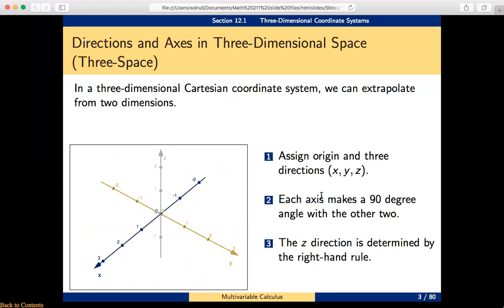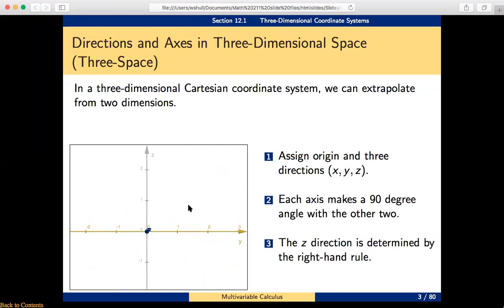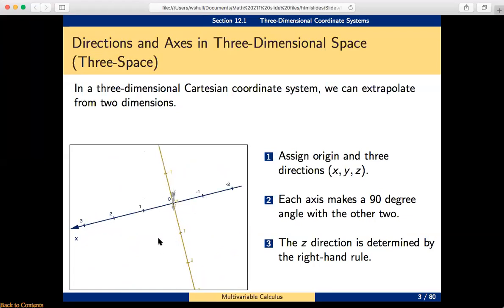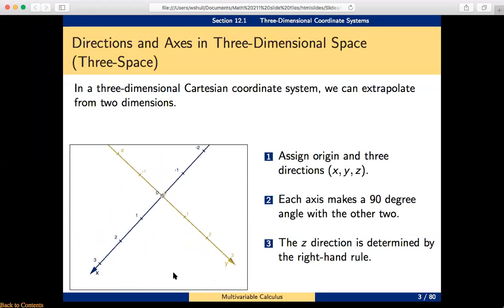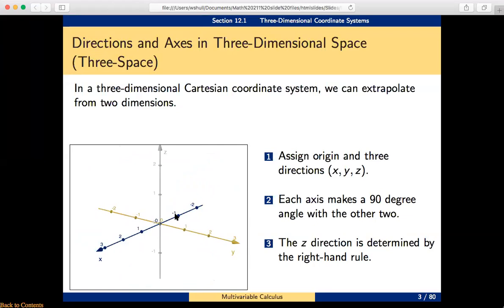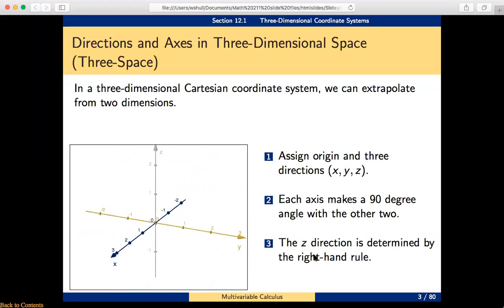So we have the origin, we have three directions. You will notice that any two of these axes make a right angle with each other. So if you turn any one of the axes directly toward us or directly away from us, you'll see that the other two make a right angle. Now, the right-hand rule I'm going to talk about on the next slide.